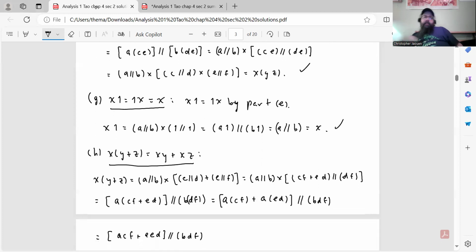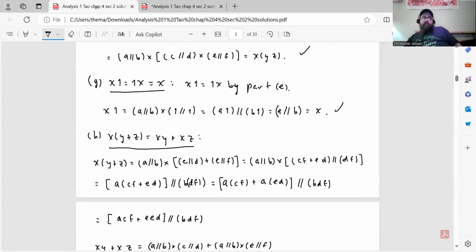Letter G, x times 1 equals 1 times x equals x. Again, don't worry about the commutative part because we already know that multiplication is commutative. We proved that in part E. So we just have to show that x times 1 equals x, which again follows directly from the definition. We get that x times 1 is x. So 1 is the multiplicative identity for the rationals.